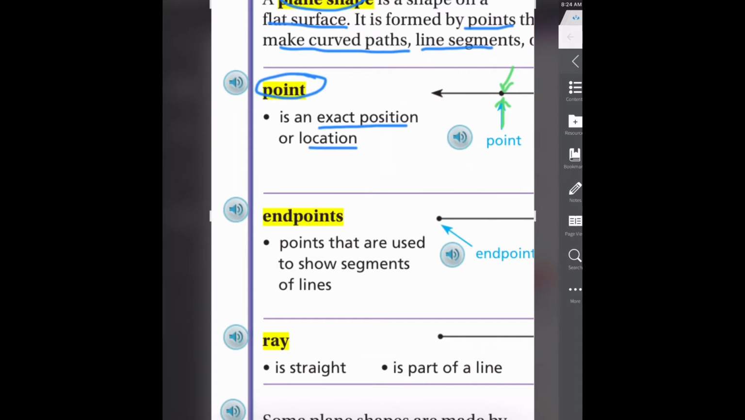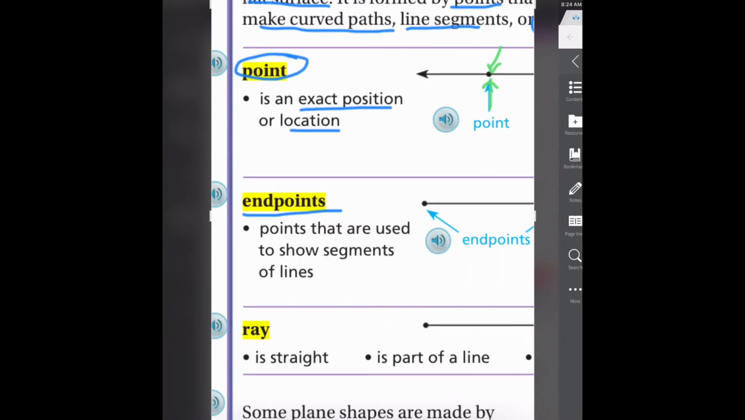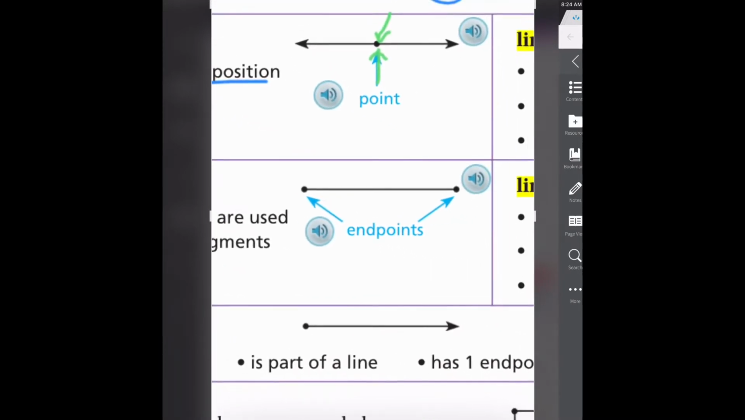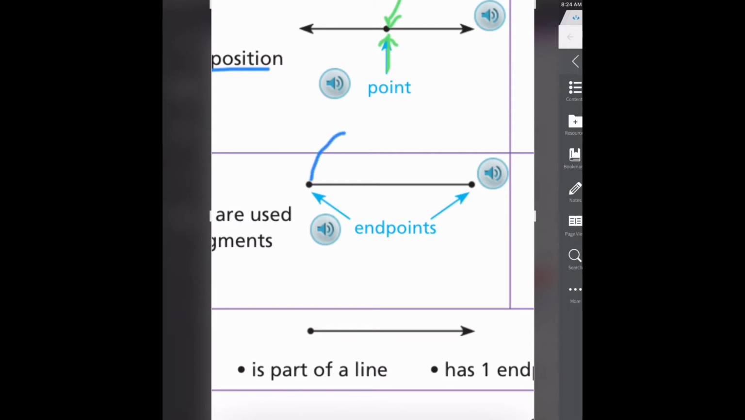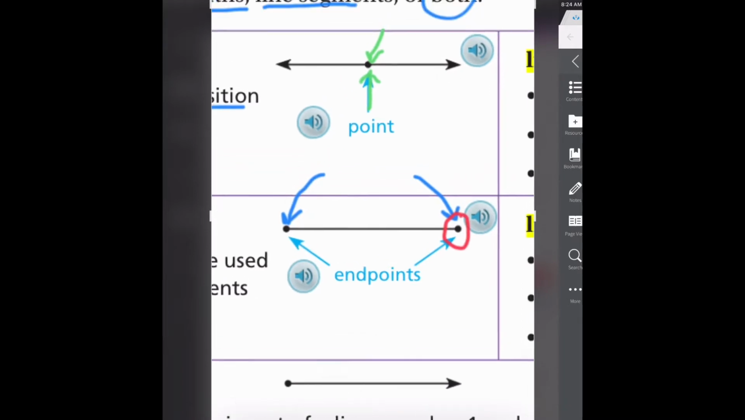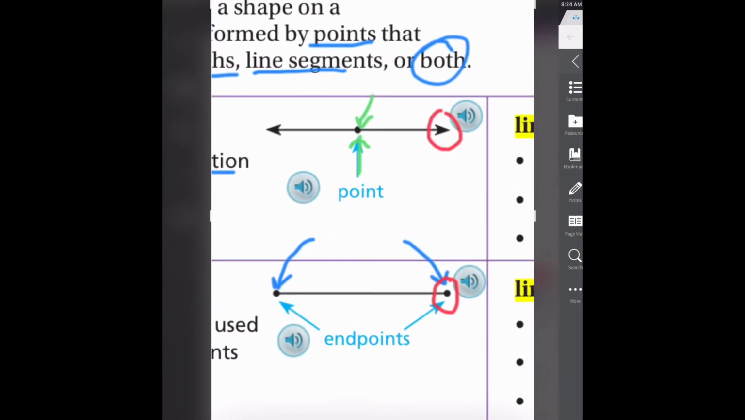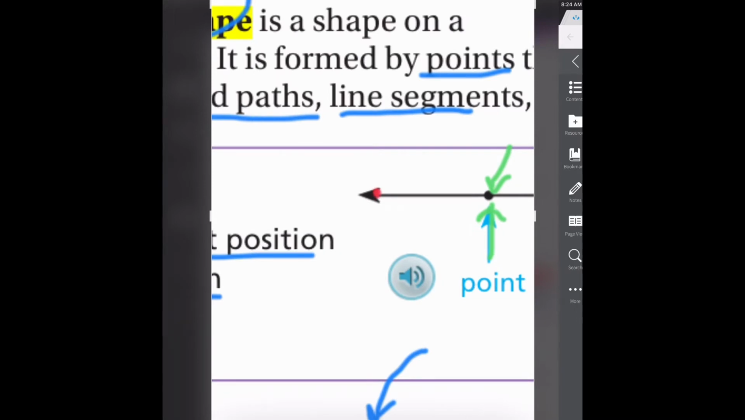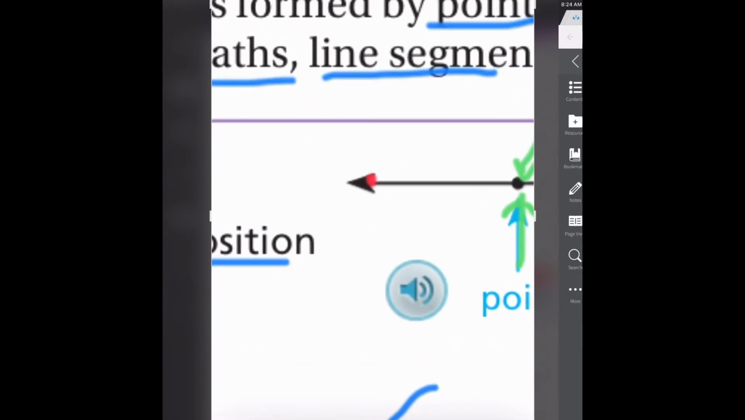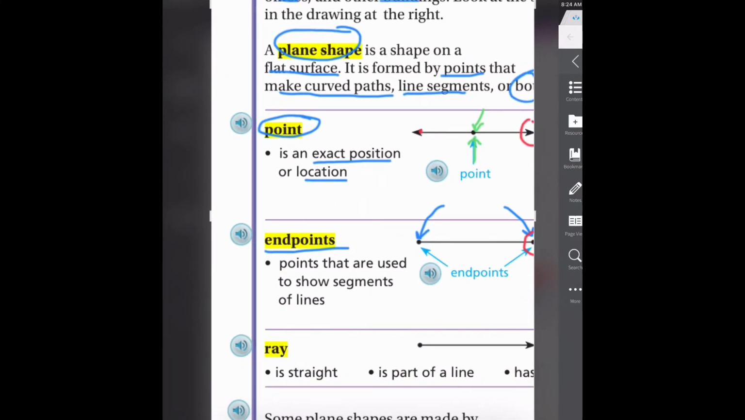Now let's take a look at endpoints. All right, endpoints: points that are used to show segments of lines. And here we have two endpoints, and endpoints, as you probably guessed, go at the end of a line segment. Okay, they go at the end. And notice the difference here. We have endpoints here, and if we go up here, we have little arrows. Okay, so if I put a point here, I'll put it in red. If I put a point here, it's not an endpoint because that arrow right there tells us something special, and we'll go over that here in just a moment.